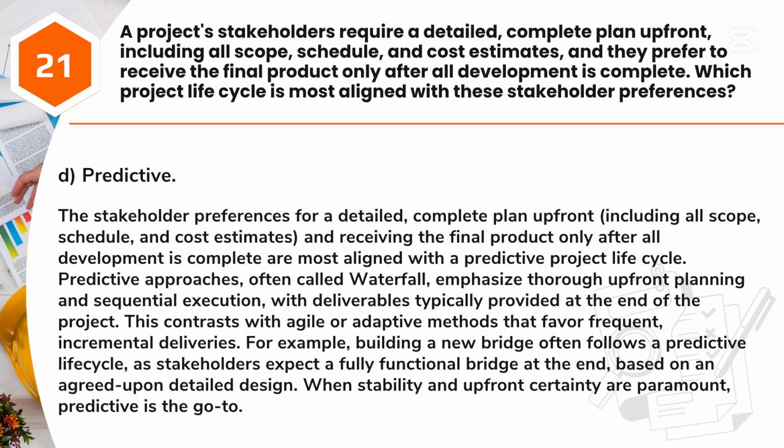Answer: D. Predictive. The stakeholder preferences for a detailed, complete plan upfront, including all scope, schedule, and cost estimates, and receiving the final product only after all development is complete are most aligned with a predictive project life cycle. Predictive approaches, often called waterfall, emphasize thorough upfront planning and sequential execution, with deliverables typically provided at the end of the project. This contrasts with agile or adaptive methods that favor frequent, incremental deliveries.